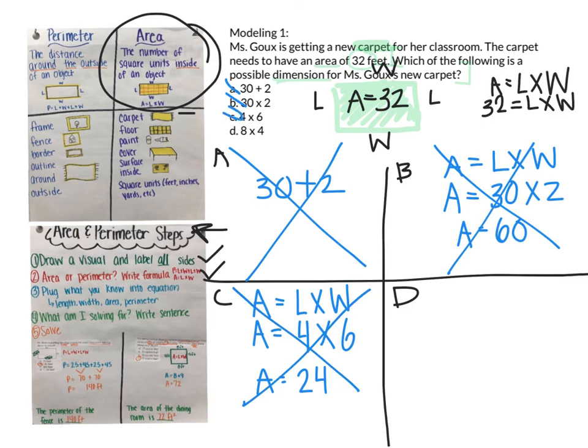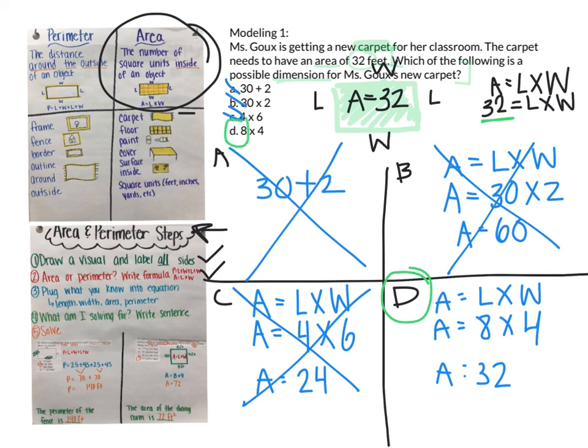Next up, answer choice D. So again, our formula for area is length times width. I plug in the dimensions given to me in answer choice D. My length is 8. My width is 4. I know that 8 times 4 is 32. So these dimensions fit. We were looking for an area of 32. So we can go ahead and circle our final answer.